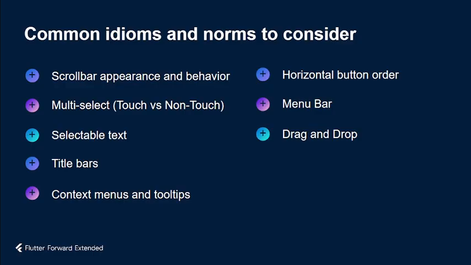So, common idioms and norms to consider. Number one is the scroll bar appearance and behavior. Desktop and mobile users experience scroll bars, but they expect them to behave differently on different platforms. Mobile users expect smaller scroll bars that only appear while scrolling, whereas desktop users generally expect omnipresent larger scroll bars that they can click or drag. Did you know that? I thought you should know that.